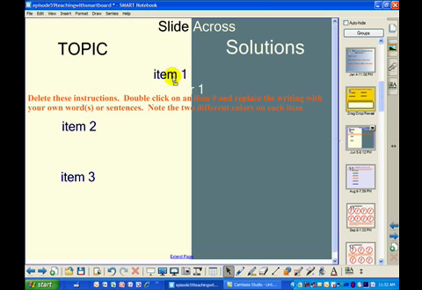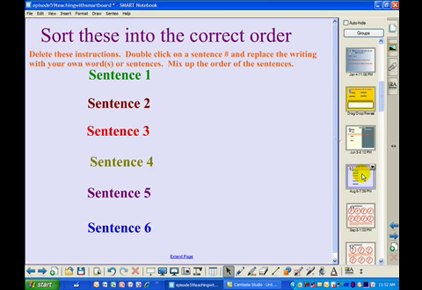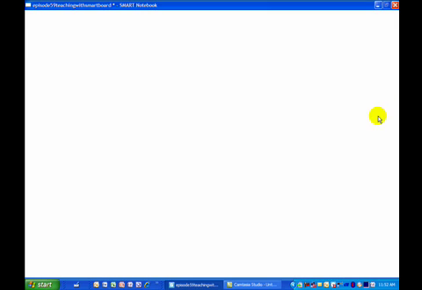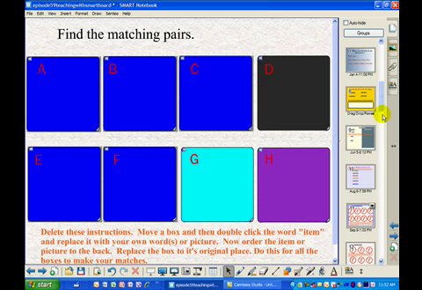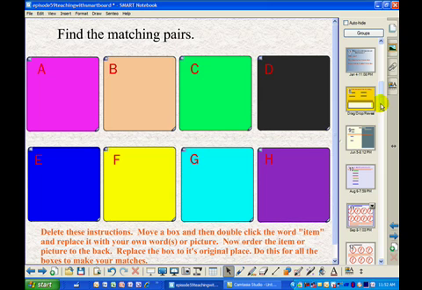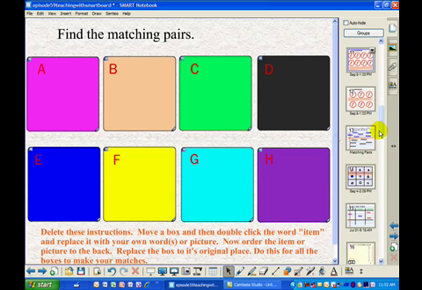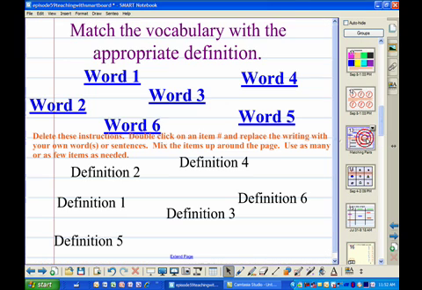You've got so many of these, we probably won't be able to go through each one of them. Put these in sentence order. We have some memory games. I think there's 20 different ones. This is matching pairs. There's probably 20 of them here. I'm just going to skip through a few.